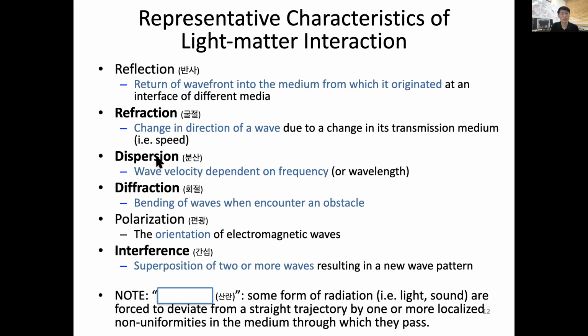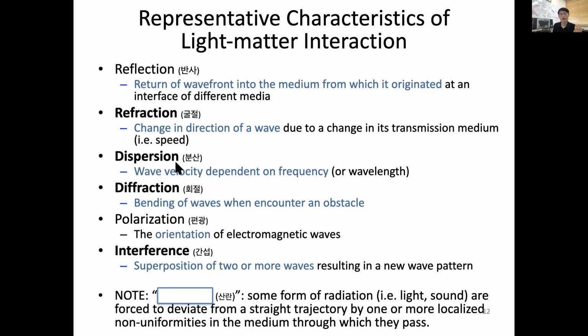So you remember the function of a prism, which actually shows our sunlight or white light is in fact composed of many colors. So the prism works as a dispersion element. That dispersion is the way wave velocity is a function of color, dependent on wavelength, or at the same time we can say frequency. That phenomenon is called dispersion.